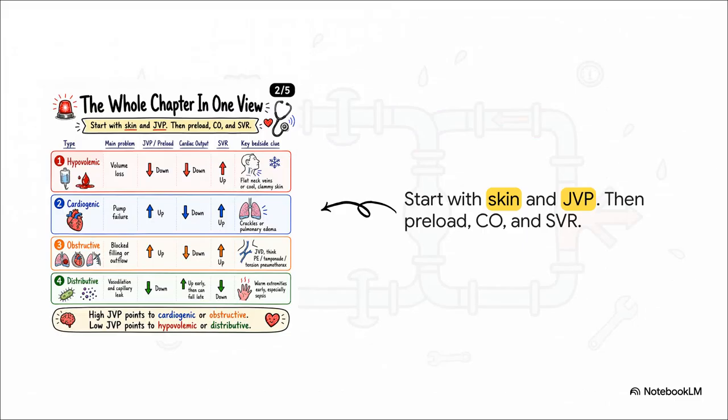Now, if all those hemodynamic details felt like a bit much, here is the ultimate cheat code. You can actually use the physical exam to shortcut the hemodynamics. Start by looking right at the neck veins. High JVP instantly points you to a backup problem, so you're thinking cardiogenic or obstructive shock. Low JVP points you to an empty or totally expanded system, meaning hypovolemic or distributive shock. You literally cut your differential diagnosis in half just by glancing at the patient's neck.